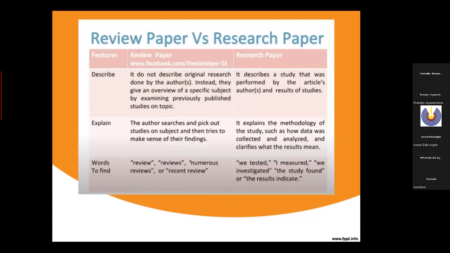And on description and explanation in the review paper and the research paper, in the review paper you have to comparatively describe all the data gathered from secondary sources. But in the research paper, you can compare with your primary data and other existing data. Those are the points in the description and explanation part, in the results and discussion.